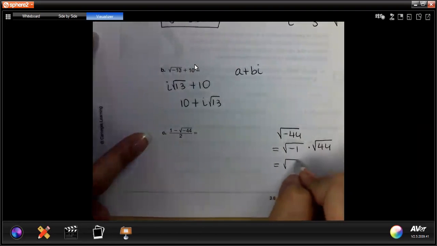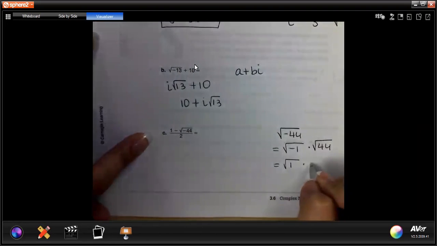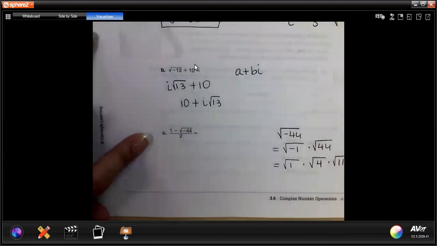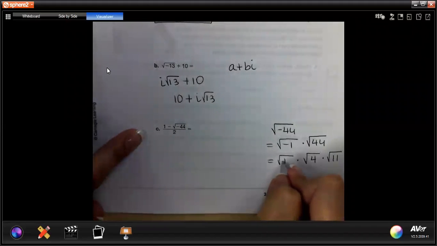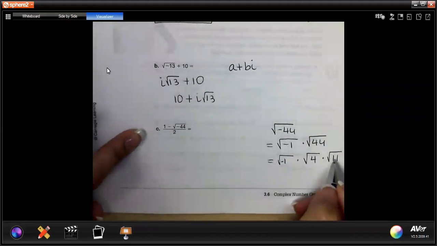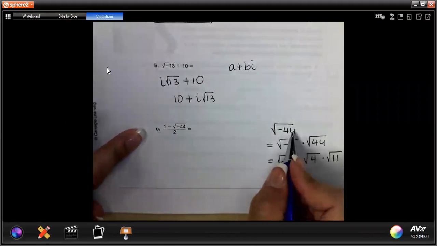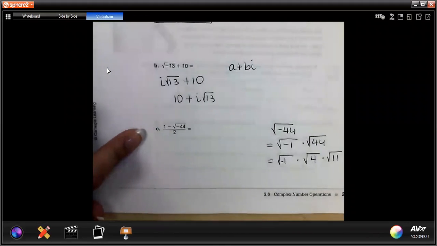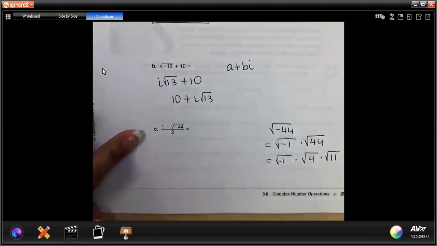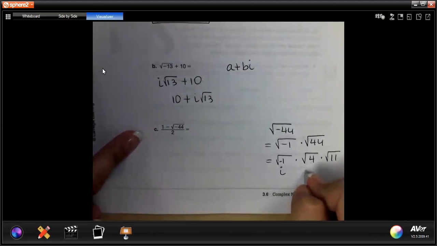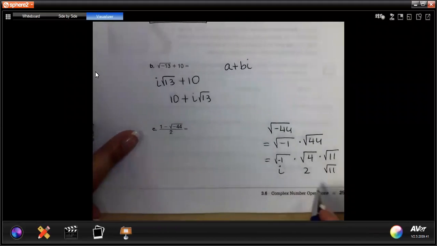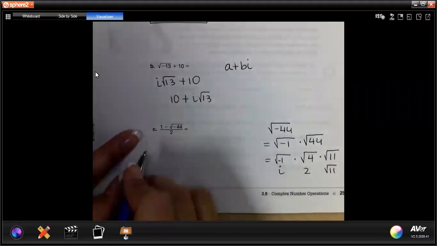And then I can go ahead and find the biggest perfect square that goes into 44, which is 4. So I do the square root of 4 times the square root of 11. Negative 1 times 4 times 11 gives us this negative 44, so I've not changed the value of it. I've only separated it so that I can simplify easier. So this is i, the square root of 4 is 2, and the square root of 11 is irrational, so we're going to leave it as the square root of 11.